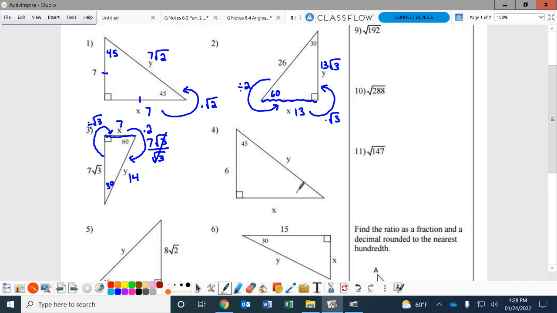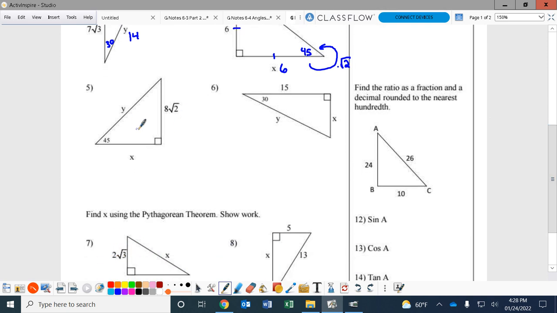For number 4, this is going to be a 45, 45, 90 triangle, which means the legs are going to be congruent. If this leg is 6, then this leg is also going to be 6. To go from the leg to the hypotenuse of a 45, 45, 90, we're going to multiply by square root of 2. That's going to make this 6 square roots of 2.